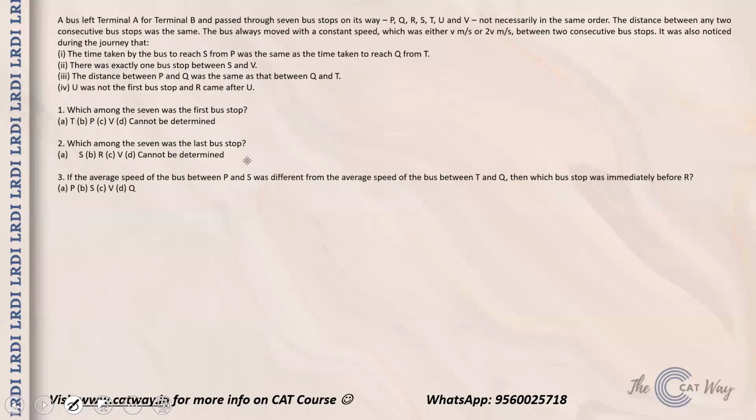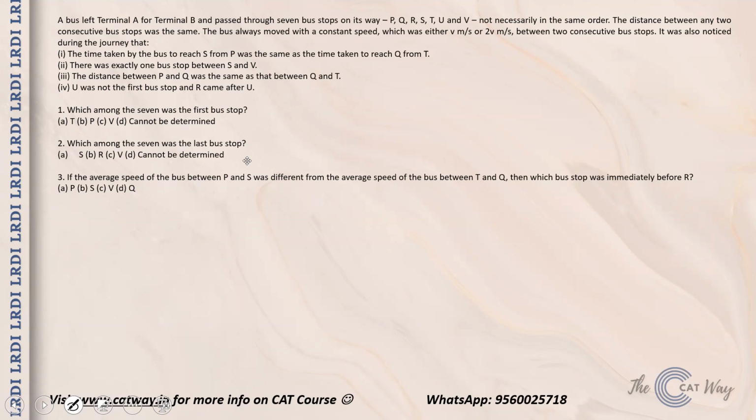So it says that a bus terminal left terminal A for terminal B and passed through 7 bus stops on its way: P, Q, R, S, T, U and V, not necessarily in the same order. Now the distance between any two consecutive bus stops was the same and the bus always moved with a constant speed which was either V meter per second or 2V meter per second. Okay. So distance is same and the speeds are either V or 2V, between two consecutive bus stops.